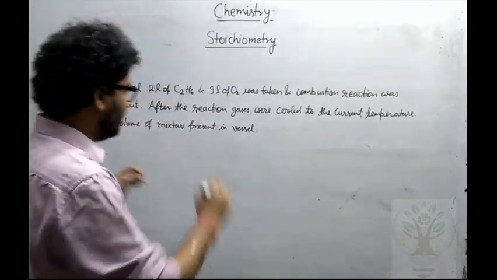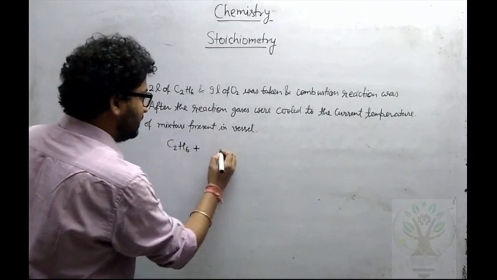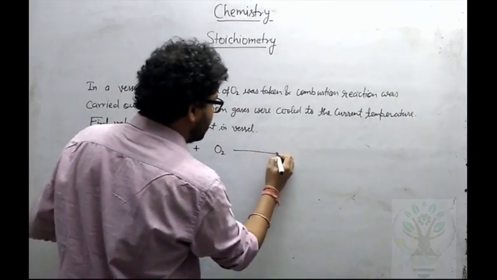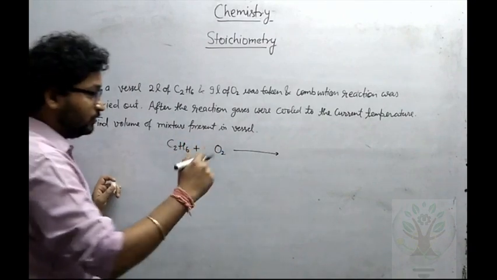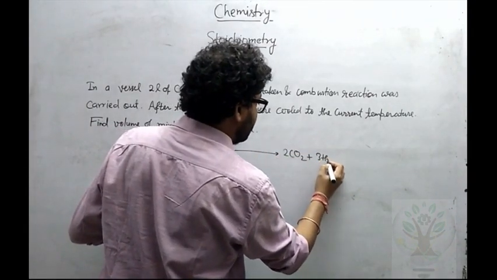Now let's see, what will be our reaction? C2H6 will be combining with O2 to give us what? Combustion reaction. Balance it on your own. So it will be 2CO2 plus 3H2O.